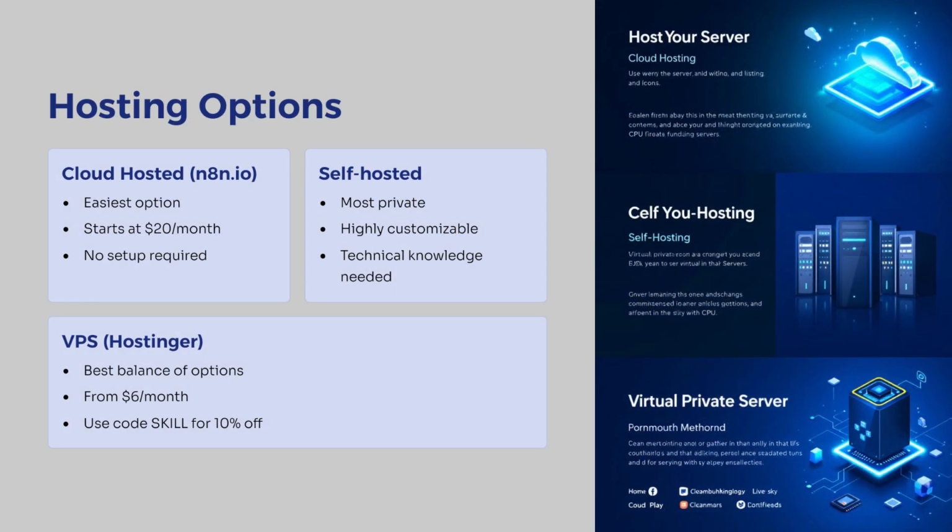You have three options for using n8n. Cloud-hosted, n8n.io, easiest option, starting at $20 per month. Self-hosted, more technical, but private and customizable. VPS, virtual private server, best balance of privacy and simplicity.